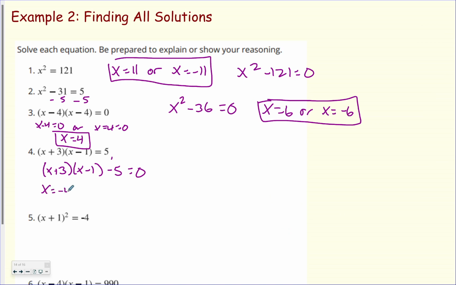So x equals -4 or x equals 2. Like I said, you can do that one algebraically, but that one will take a lot of work to do algebraically. We'll tackle that later.